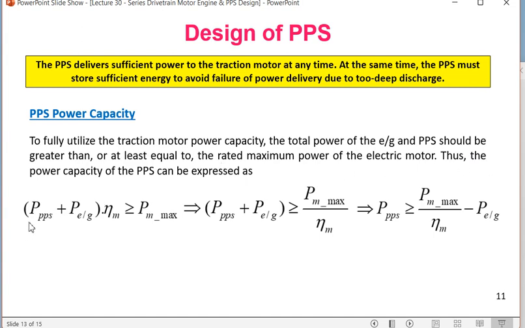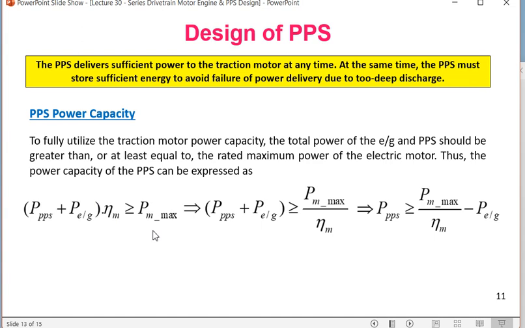So PPS plus PEG means the total power produced by the primary and secondary sources together, multiplied by the efficiency of the drivetrain. This is the maximum power that can be produced by both the sources. As soon as you multiply with efficiency, this power reduces, but this total power multiplied by efficiency should still be greater than or equal to PM max.